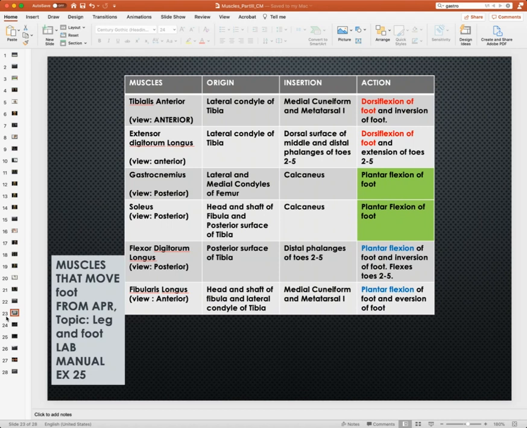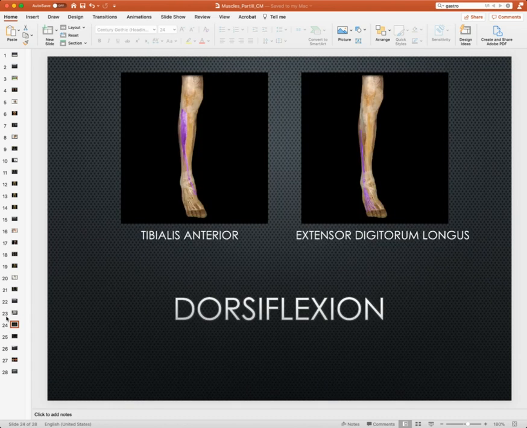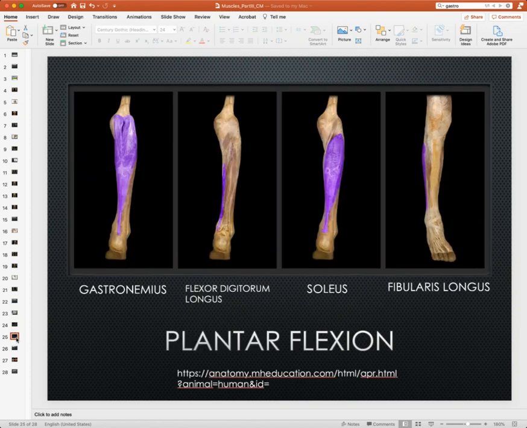Here is a summary table of all of the muscles that you're responsible for knowing that move the foot. And you also must know their origins, insertions, and actions, which I just touched upon. So there are two muscles that are responsible for dorsiflexion, and you can see them here. These are the tibialis anterior and the extensor digitorum longus. And here we have four muscles which are responsible for plantar flexion, which you are responsible to know.